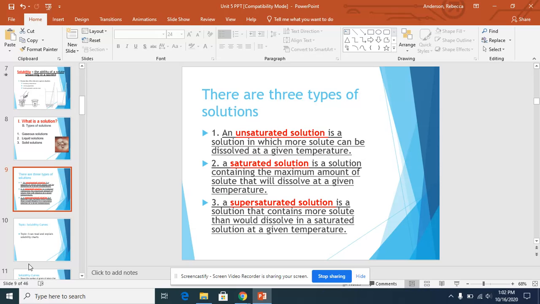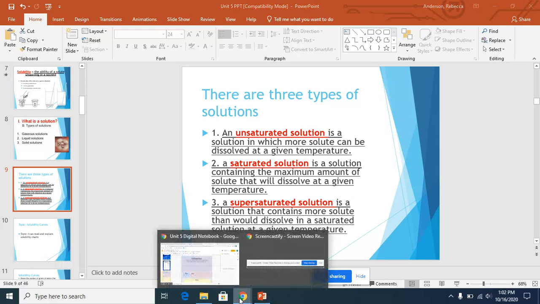Now, supersaturated solutions, it's kind of hard to get those. What you have to do is raise the temperature, put in as much as you possibly can at that higher temperature, and then once that temperature goes back down, it has more than what it should at that temperature. And the only reason it has that amount is because you raised the temperature in the first place.